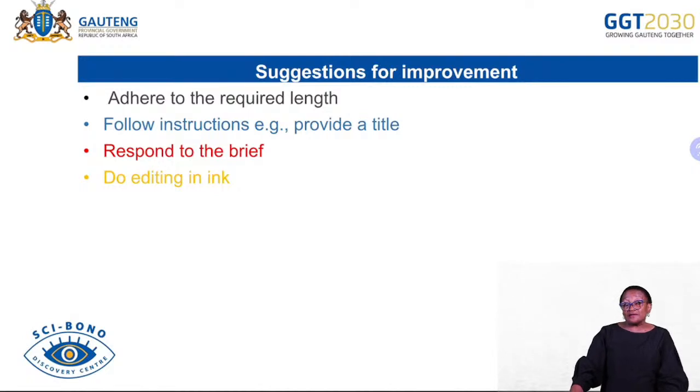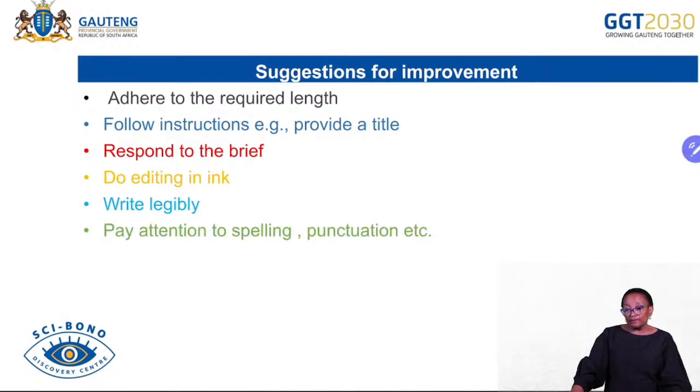Do editing in ink. Write legibly. I spoke about that handwriting that is very difficult to read. If we need to do some kind of improvement, you've got to write legibly. Pay attention to spelling. Pay attention to punctuation. Know where to put a full stop, where to put a comma, where to put an exclamation mark, and punctuate your work accordingly.